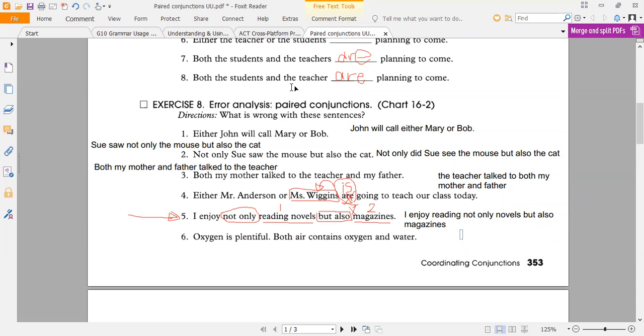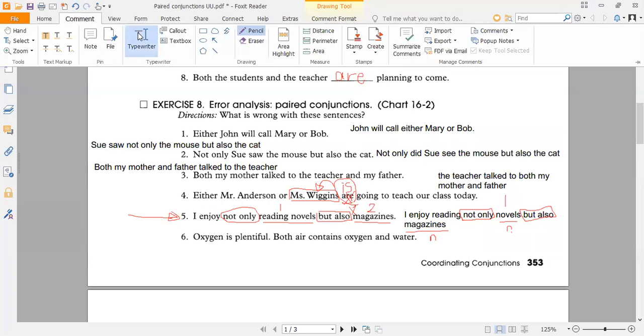That way, let me get the pencil. Here we have not only, let's put it in a box. That's our correlative or paired conjunction. We call it paired conjunction or correlative. And that's the first element, and that's the second element. What is novel? It's a noun. And magazines, it's a noun. So that's one way to solve the sentence.